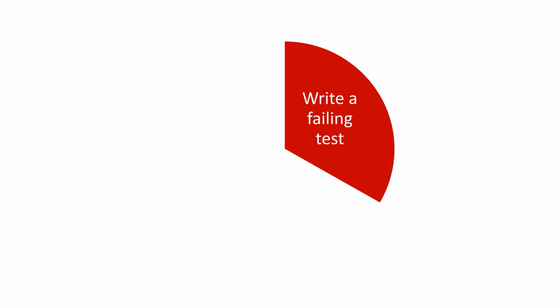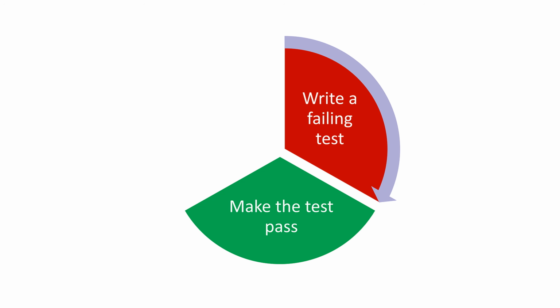This translates into a cycle made of 3 phases. A red phase, where you write a test that represents your software requirement. This test fails because you have not implemented any production code yet. In fact, the test doesn't even compile at this point. A green phase, where you write just enough production code to make the test pass.